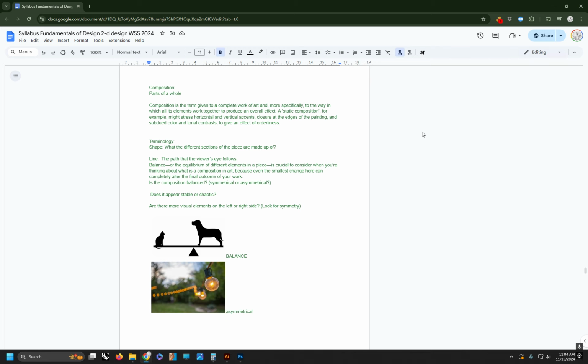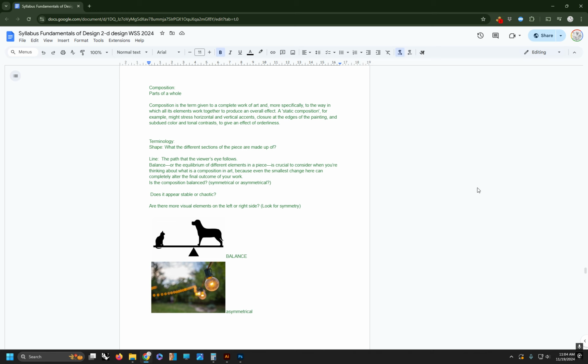But we're going to be focusing pretty much on composition today. Composition is parts of a whole. Technically, it's the term given to a complete work of art, and more specifically to the way in which all its elements work together to produce an overall effect. That sounds very general because when it says all its elements, that could mean anything. But we're going to try and divide that down into a few specific categories.